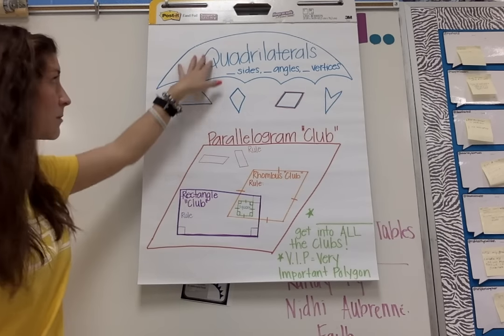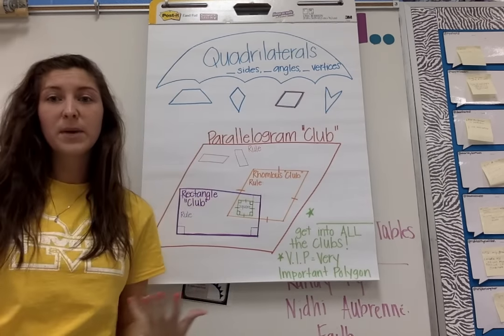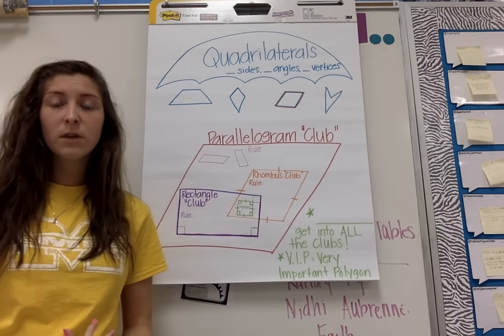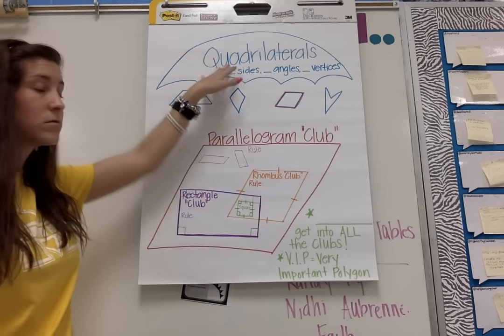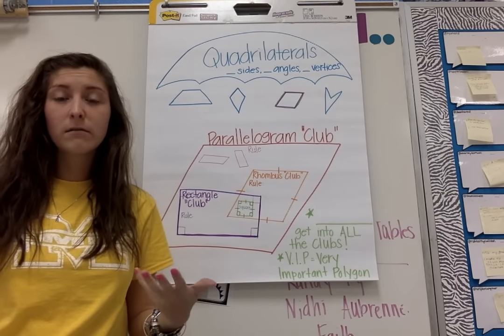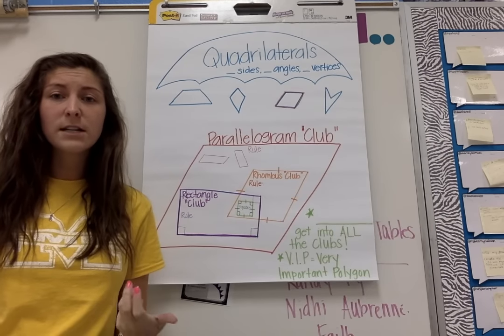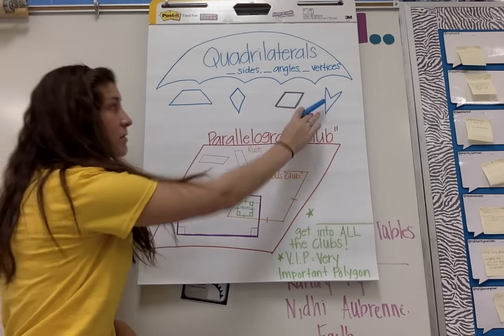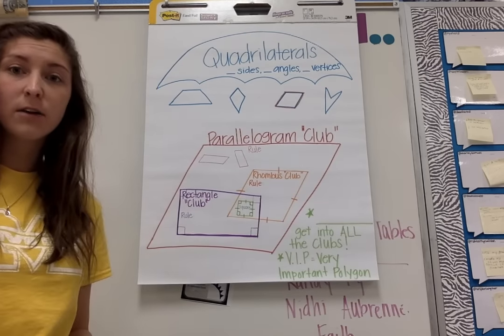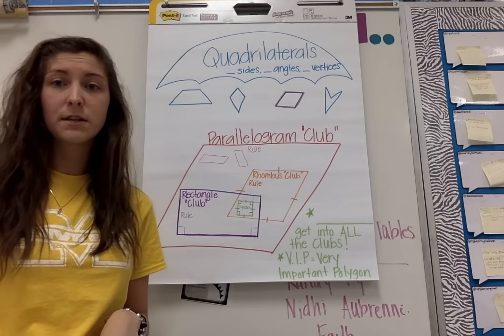So you can see up here that I have what looks like a big umbrella, and that's the way that we're going to think about these shapes. Quadrilaterals is a very big topic. There's lots of different shapes that are considered a quadrilateral. I have 4 shapes right here that are considered to be quadrilaterals. We're going to talk about what those are in just a little bit.